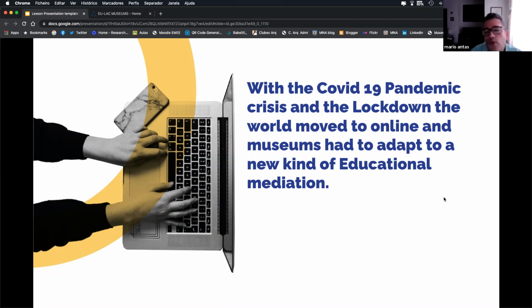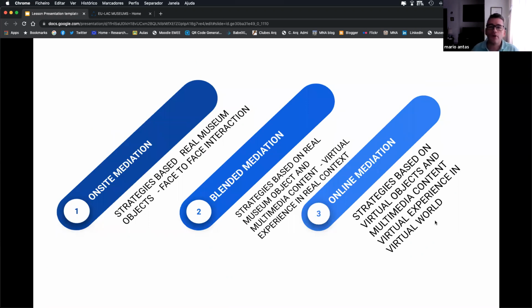Talking about educational mediation is very important because the majority of researchers in this field are stating that we are changing from on-site mediation to what we call online mediation. I just want to stress several things. The majority of mediators in museums work in the museums and develop strategies based on real museum objects and especially on face-to-face interaction. That's the daily life for mediators when museums are open.